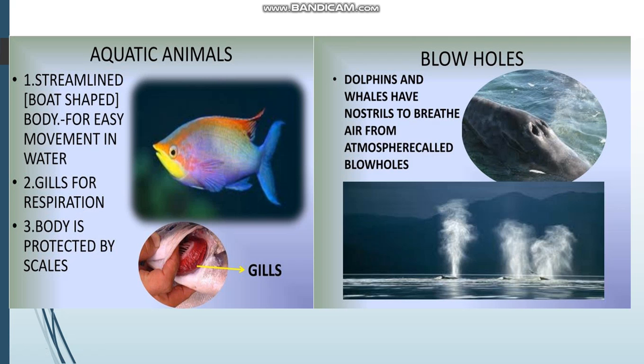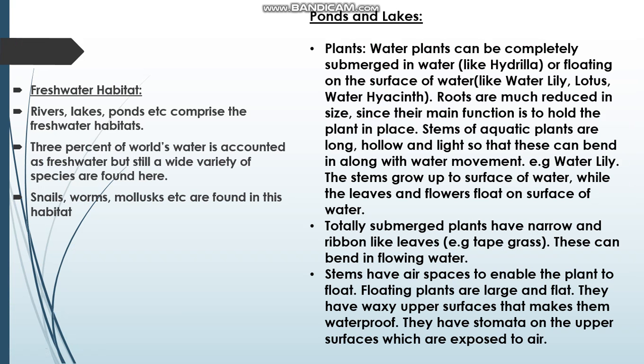Aquatic animals have gills and a streamlined body for easy movement in the water, gills for respiration, and the body is protected by scales. Dolphins and whales have nostrils to breathe air from the atmosphere, called blowholes. These enable them to breathe easily when they swim near the surface of the water.